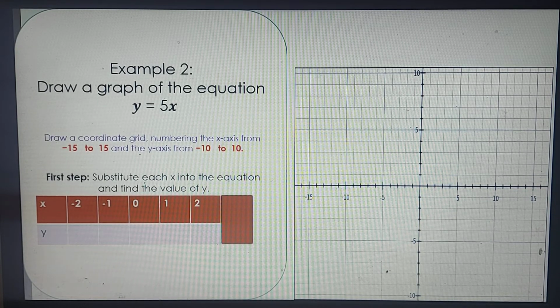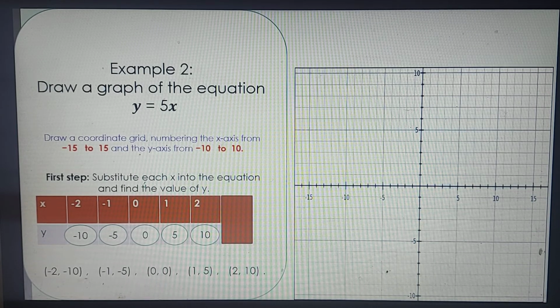And when x is -2, we have y to be -10. That's 5 times -2, minus 10. When x is -1, we have 5 times -1, minus 5. When x is 0, we have 5 times 0, 0. When x is 1, 5 times 1, 5. When x is 2, 5 times 2, we have 10.